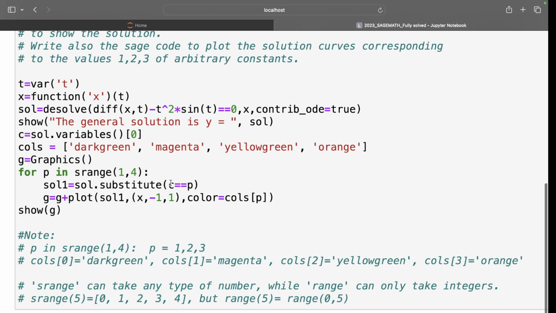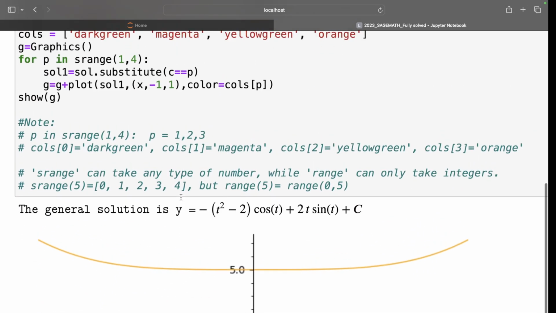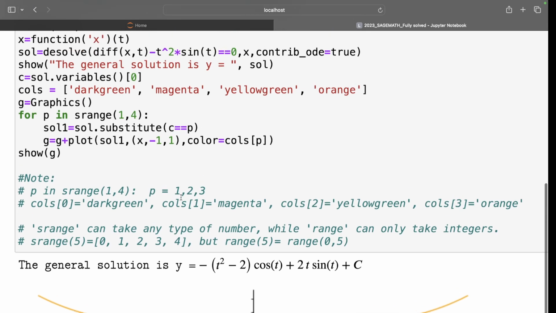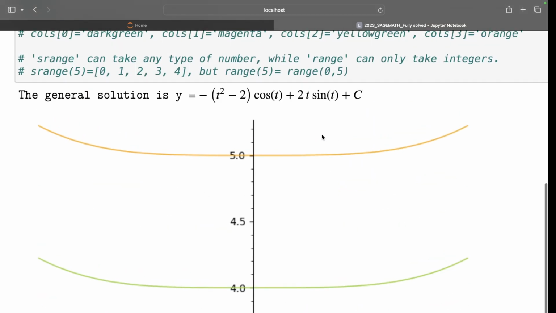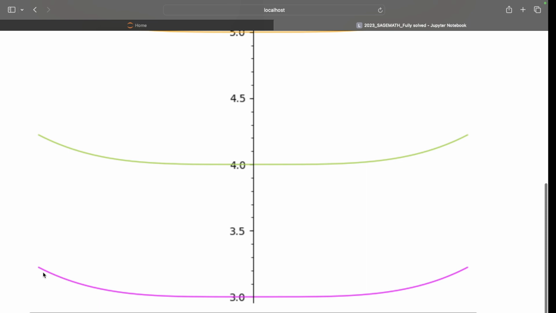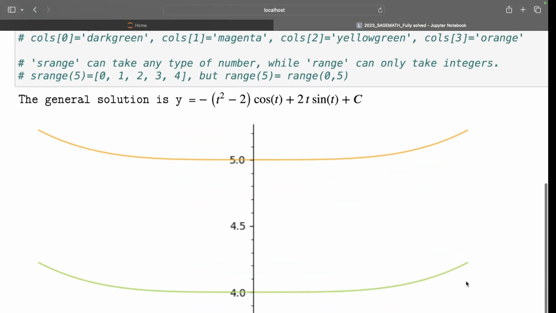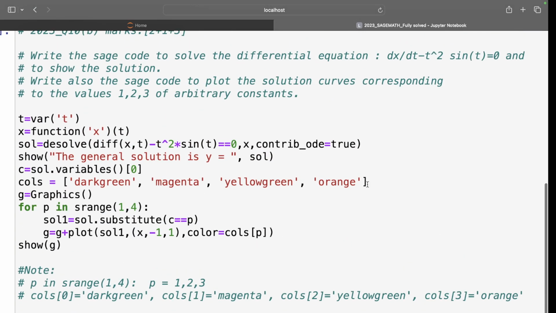Actually, P takes values 1, 2, 3 only. And C, the arbitrary constant, equals P. That is, when P equal to 1, C equal to 1. When P equal to 2, C equal to 2. P equal to 3, C equal to 3. So when C equal to 1, we get magenta, and then C equal to 2 and C equal to 3. This is the general solution. If you put C equal to 1, we get this solution curve. For C equal to 2, we get this solution curve, and C equal to 3, we get this solution curve. So this is the answer.